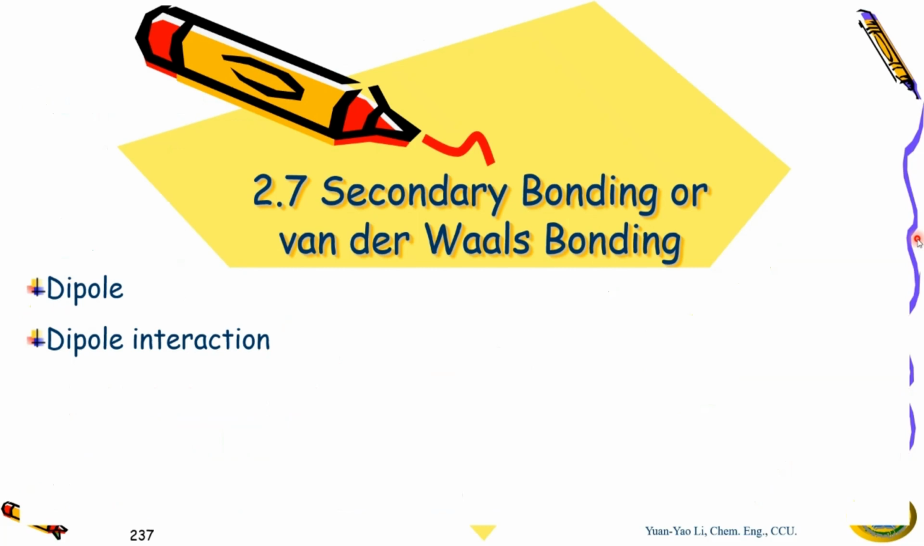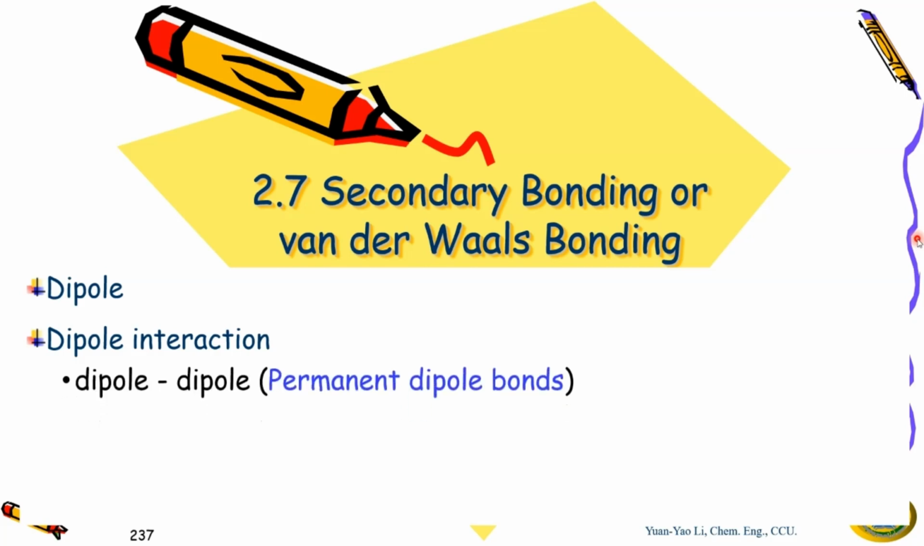Okay, so section 2.7, secondary bondings. That's what we are going to talk about now. We need to know dipoles. We already learned the dipole, right? And the dipole interaction is what we are going to learn now. So there are 3 types. The first one is dipole-dipole interaction, or we call permanent dipole bonds.